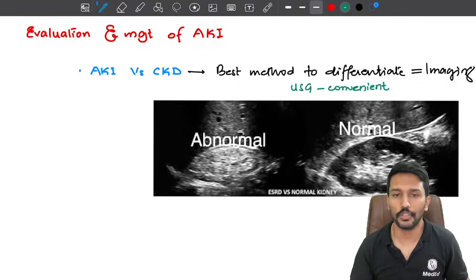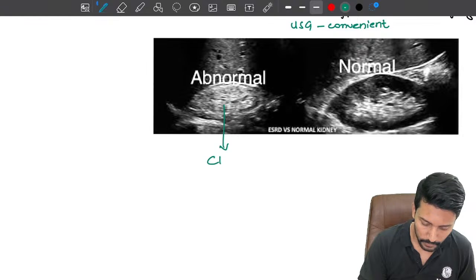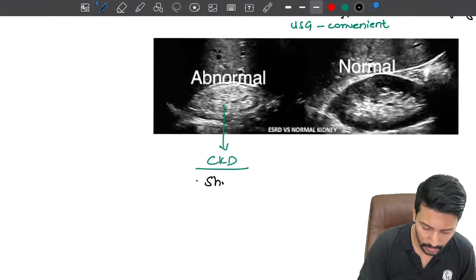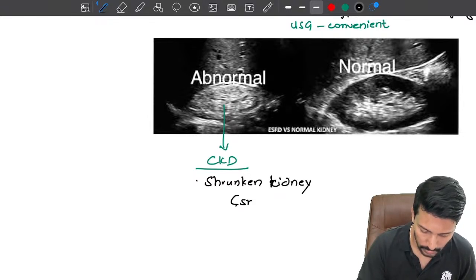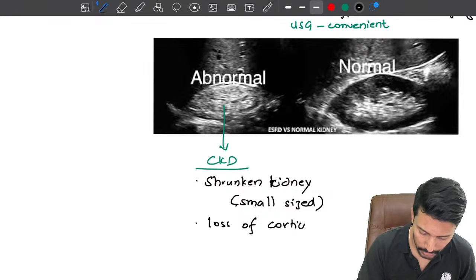In ultrasound, what should I look for? If abnormal, CKD would show two important features. One, shrunken kidney. The kidney size will be decreased. Shrunken kidney, or in other words, small sized kidney. Second thing, there will be loss of corticomedullary differentiation.